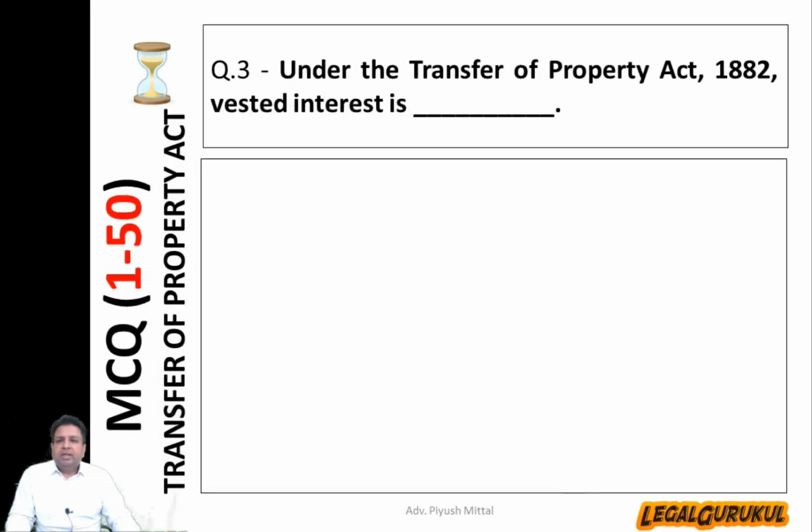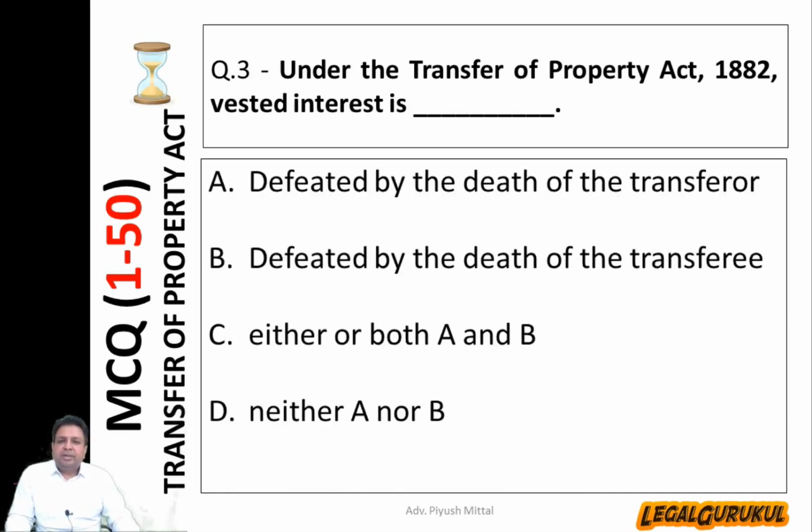Question number 3. Under the Transfer of Property Act 1882, vested interest is option A, defeated by death of the transferor. B, defeated by death of the transferee. C, either or both A and B. D, neither A nor B. And the correct answer is D, neither A nor B.